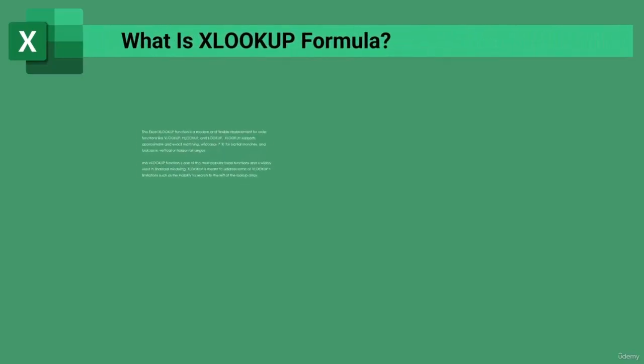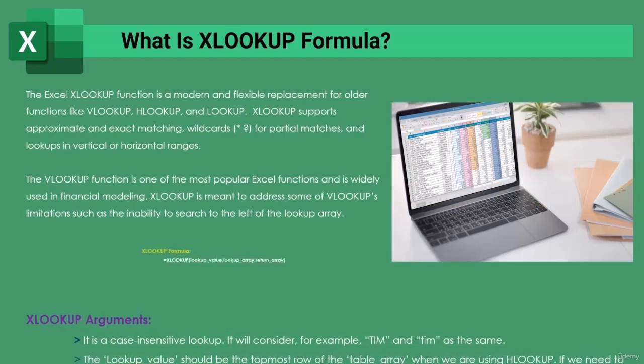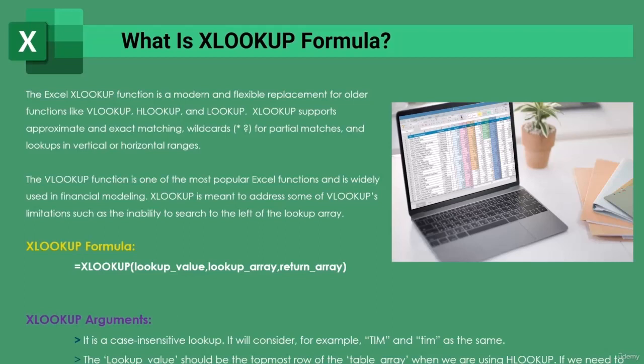So the third formula is Xlookup. The Xlookup function is a modern and flexible replacement for older functions like Vlookup, Hlookup, and Lookup. Xlookup supports approximate and exact match, wildcard for partial match, and lookup in vertical and horizontal range. The Vlookup function is one of the most popular Excel functions and is widely used in financial modeling.